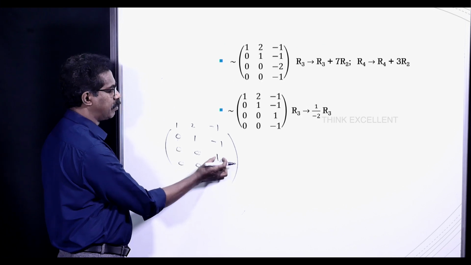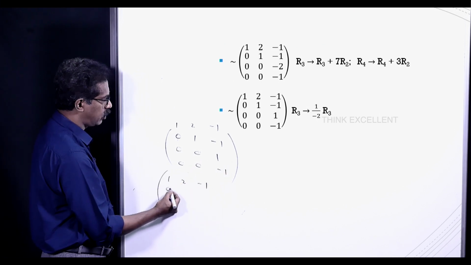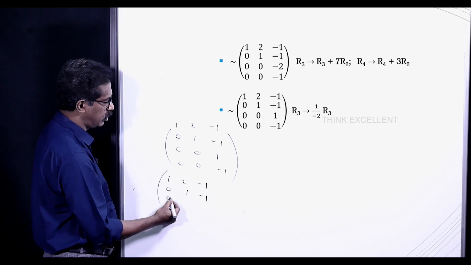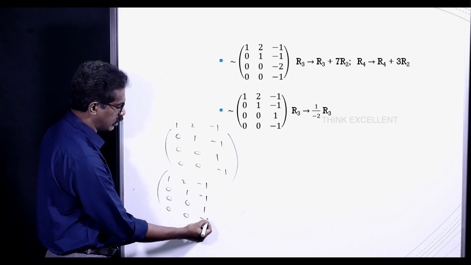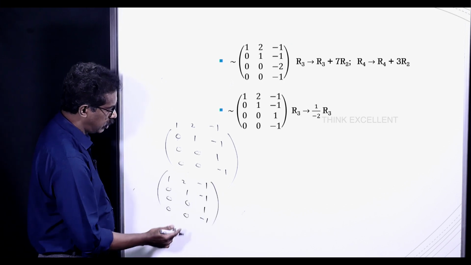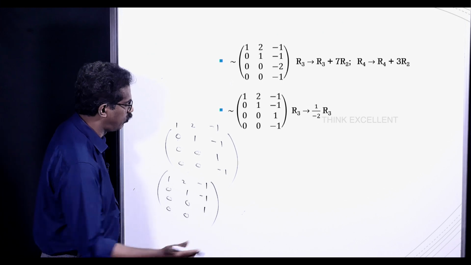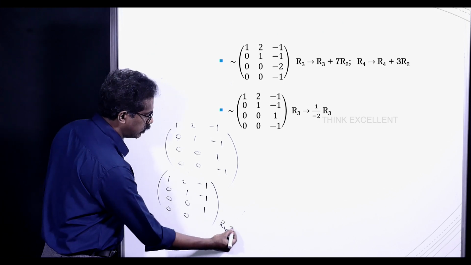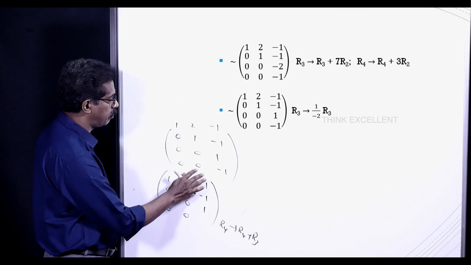How can you make it? Very simple, just add it, right? So first row 1, 2, minus 1. Second row 0, 1, minus 1. Third row 0, 0, 1. Last row 0, 0, minus 1. Now the last row we want to make 0. So what do we do here? R4 is R4 plus R3.